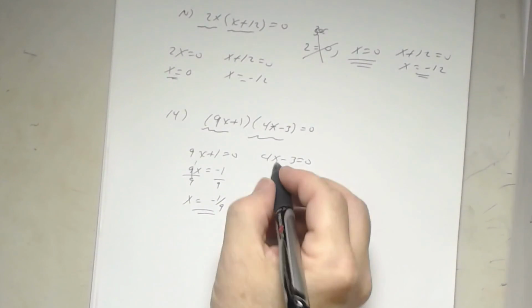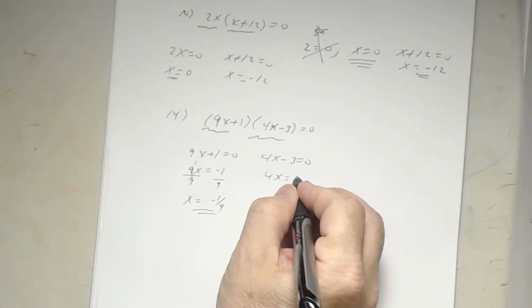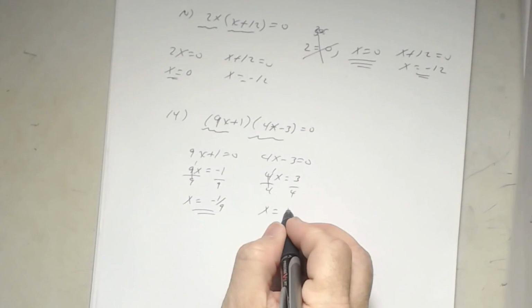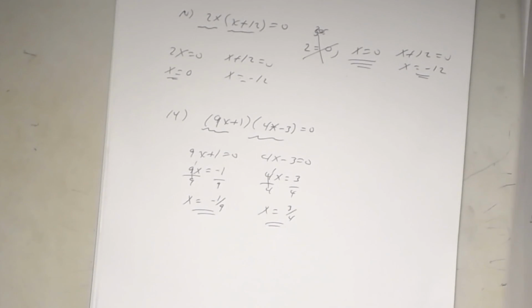Over here, how do you get x by itself? You're going to say 4x equals what? 3. So divide both sides by 4. What's the other solution? 3/4. So those are your two solutions. One of your solutions is negative 1/9. The other solution is 3/4. Okay?